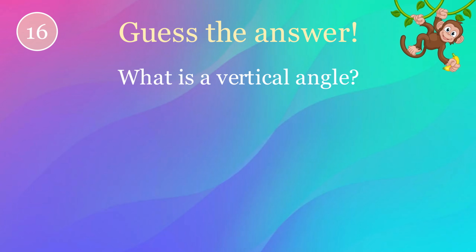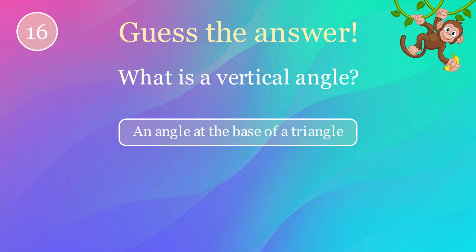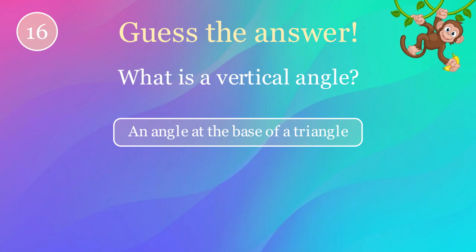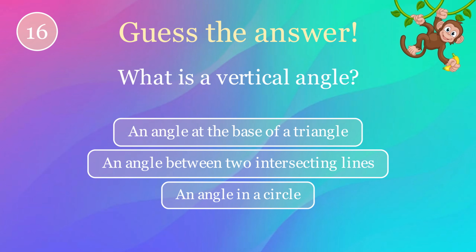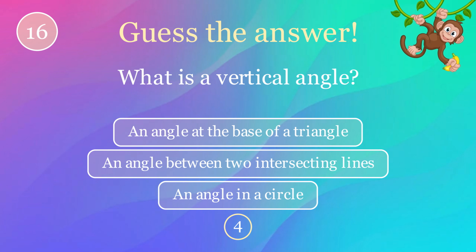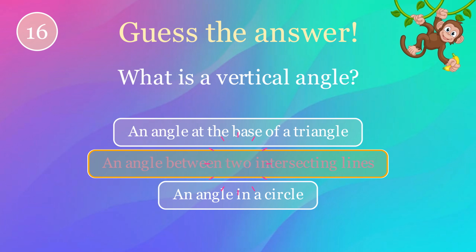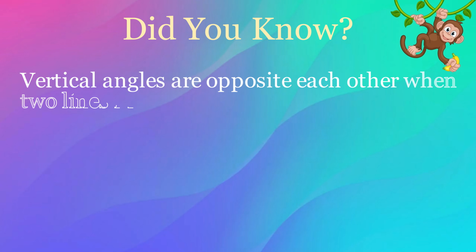What is a vertical angle? An angle at the base of a triangle. An angle between two intersecting lines. An angle in a circle. The correct answer is an angle between two intersecting lines. Here's an interesting fact. Vertical angles are opposite each other when two lines intersect.